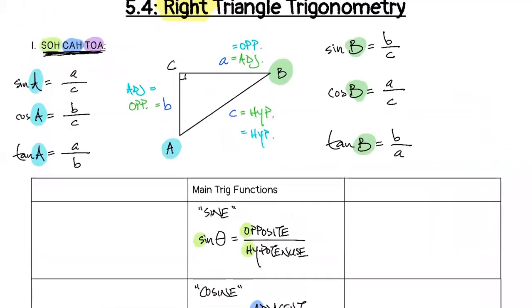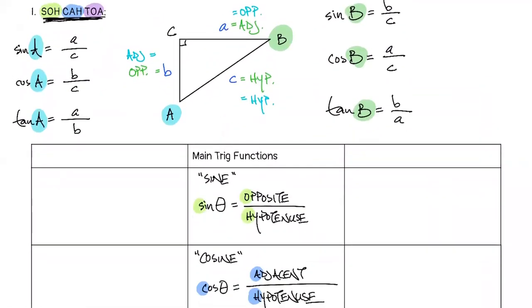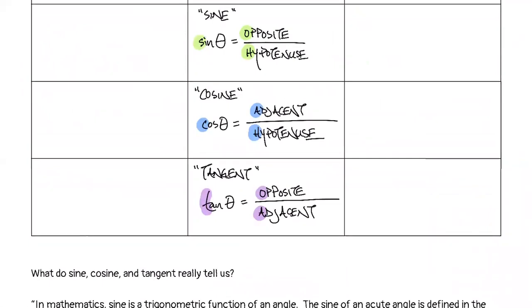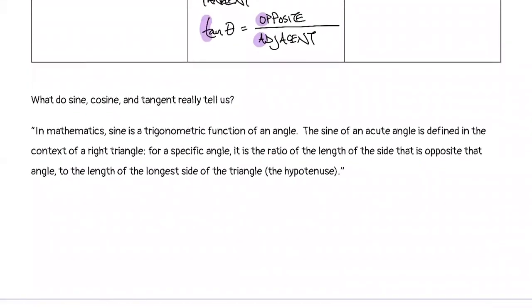Now that's pretty much what you learn in high school. You get these three trig functions and someone's like, yeah, just remember SOHCAHTOA, that's it. But what I wanna do is dive a little bit deeper about what sine, cosine, and tangent really tell us, okay? So here's a definition I pulled from the interweb.